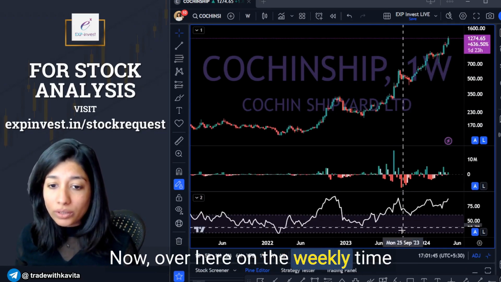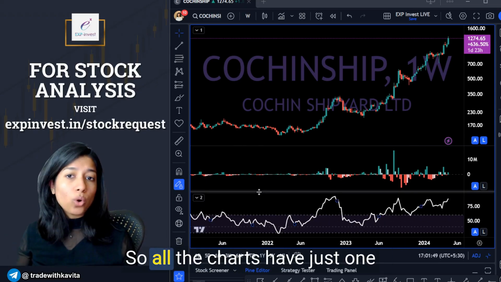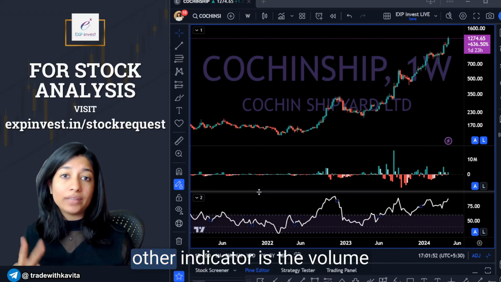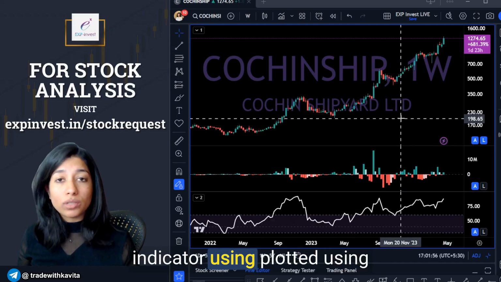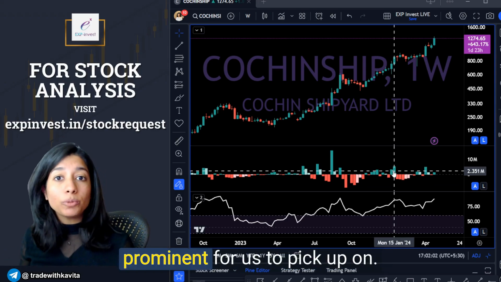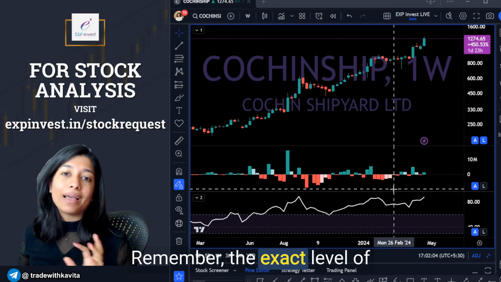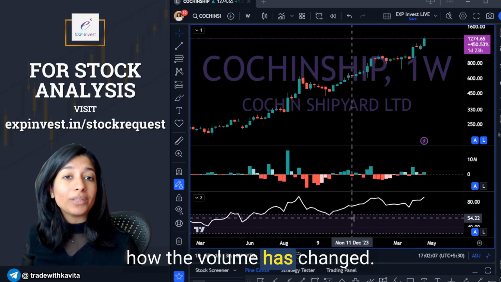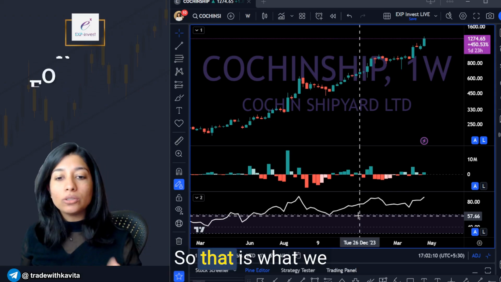Now over here on the weekly time frame, what does the RSI tell me? All the charts have just one indicator, that is RSI, and the other indicator is plotted using MACD, because it just makes the fluctuations in volume a lot more prominent for us to pick up on. Remember, the exact level of the volume doesn't matter, but how the volume has changed matters a lot for us. So that is what you're seeing over here.